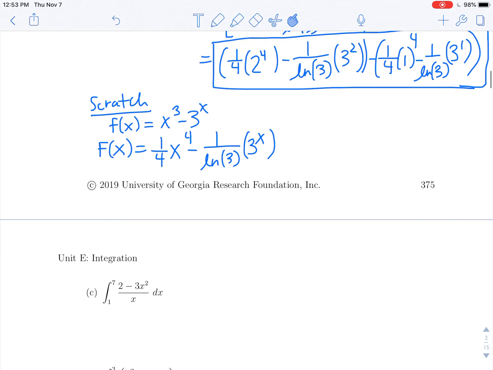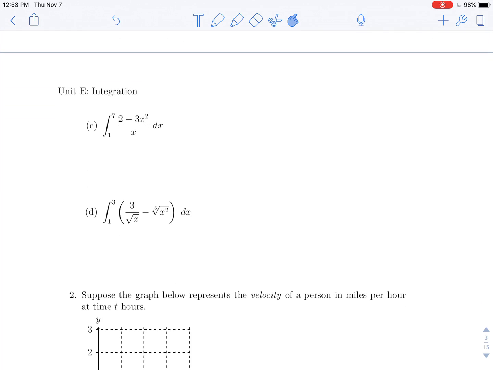Part C is the definite integral from 1 to 7 of 2 minus 3x squared all over x. Now, if you look at the integrand, I can't really come up with an antiderivative with my integrand written in that way. And so what I would do is go ahead and simplify my integrand. So make a note: simplify your integrand. Definite integral from 1 to 7.